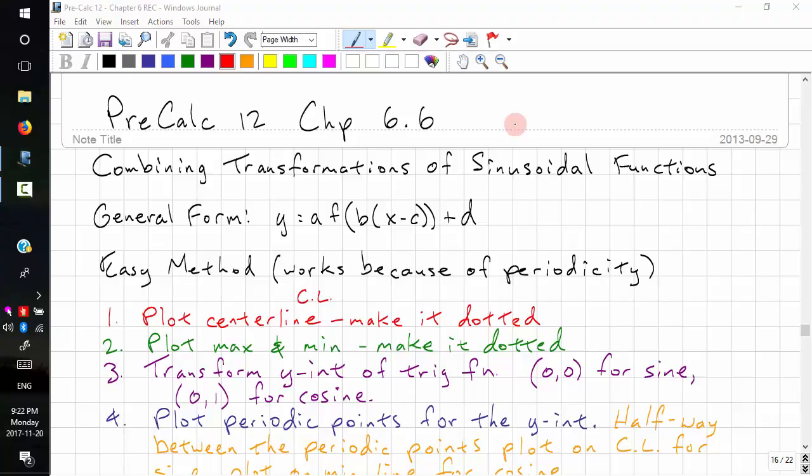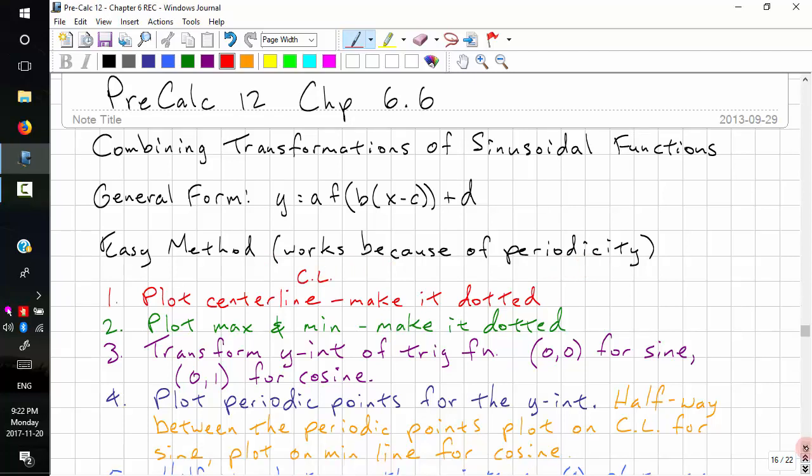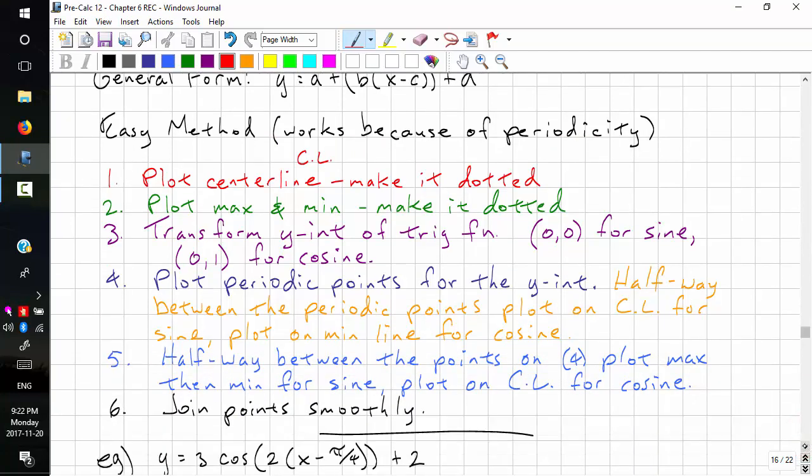Pre-Calc 12, Chapter 6.6. We're going to be combining transformations of sinusoidal functions. So the general form, again, is a f of b x minus c plus d. We're going to learn three different methods of plotting. You choose the way you like the best. Now, I'm going to say this is probably the easiest method, and it works because of periodicity. So just follow these steps.